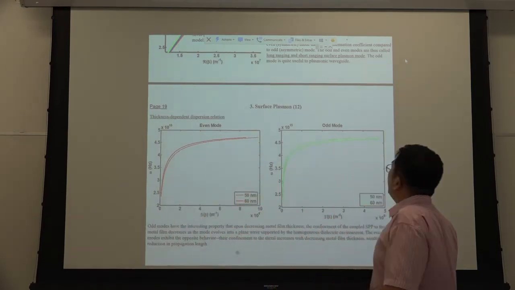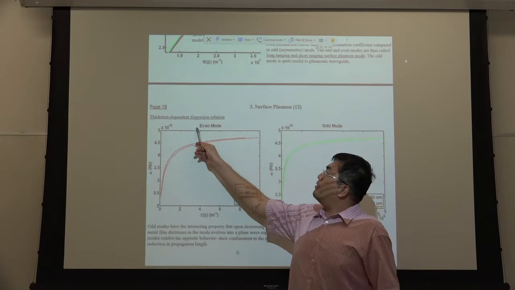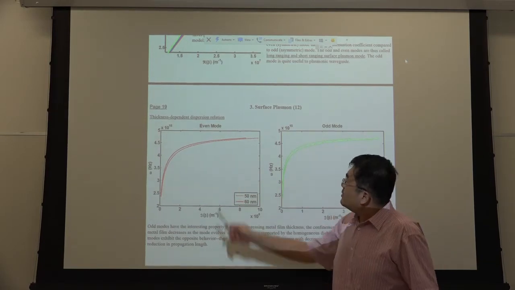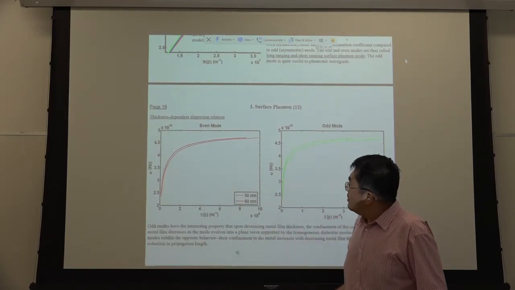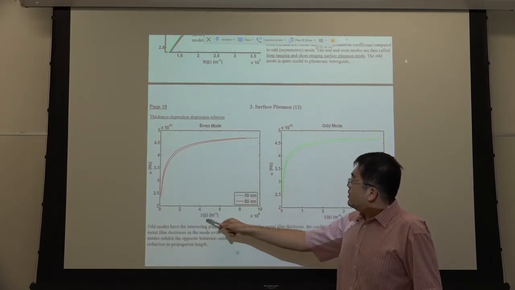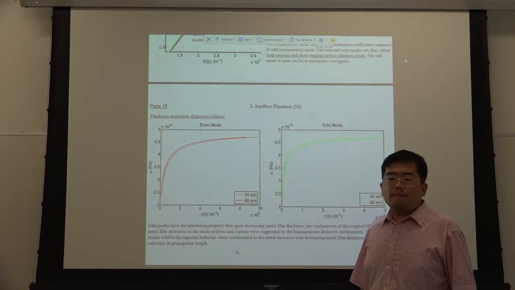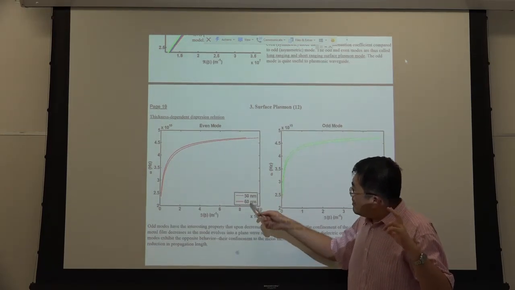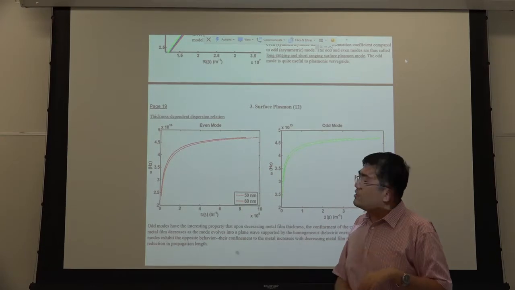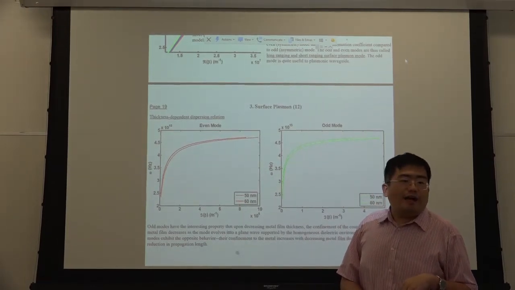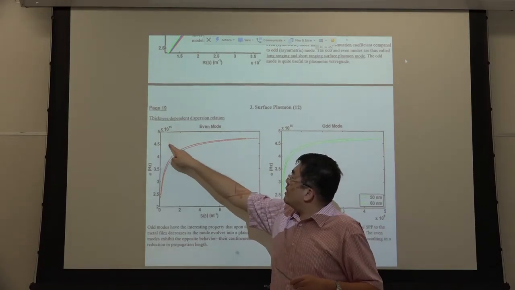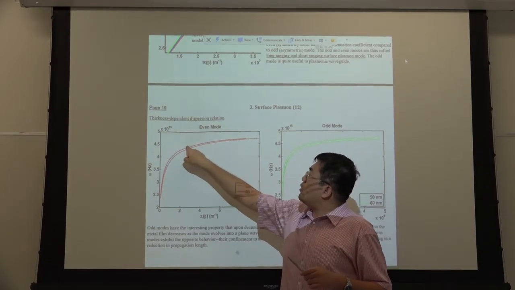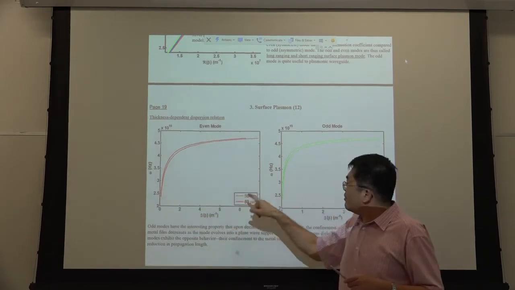Okay. This is also interesting. You can see this is even mode. For even mode, I increase from 50 nanometer to 60 nanometer. I just increase the thickness. See what happened. I increase the thickness from 50 to 60. How about this change? I decrease the thickness from 60 nanometer to 50 nanometer, what's the change? Enlarge, right? You can see I give omega, this is imaginary beta, okay? This is a solid curve, then I meet the dash curve. Dash curve is 50 nanometer.